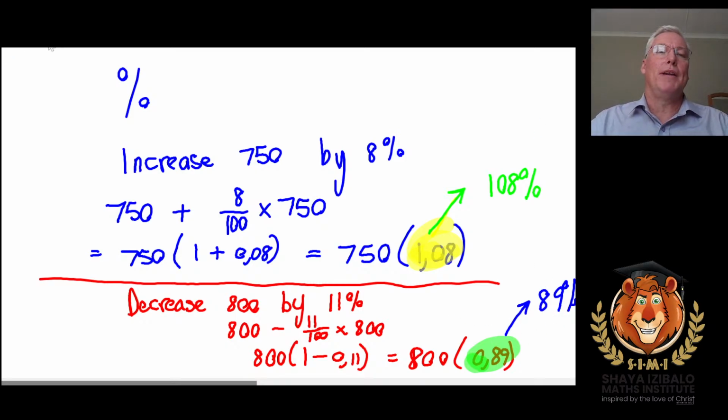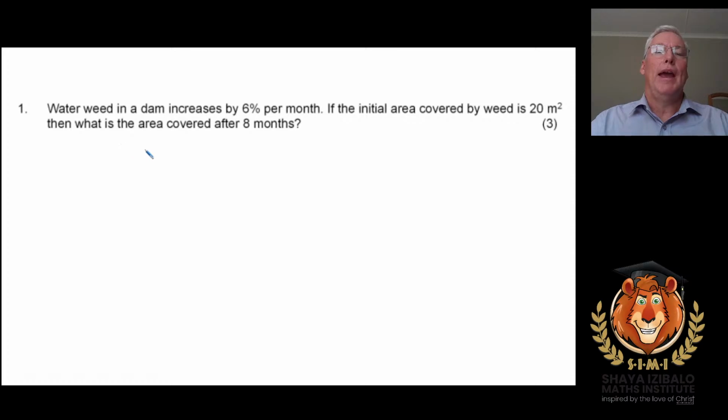Okay, we're going to dive in now into our questions. This topic is actually called finance and growth, so questions can be asked that are actually not about money at all. And so the very first one I've chosen is not about money. It says water weed in a dam increases by 6% per month. If the initial area covered by weed is 20 meters squared, what will be the area covered after 8 months?